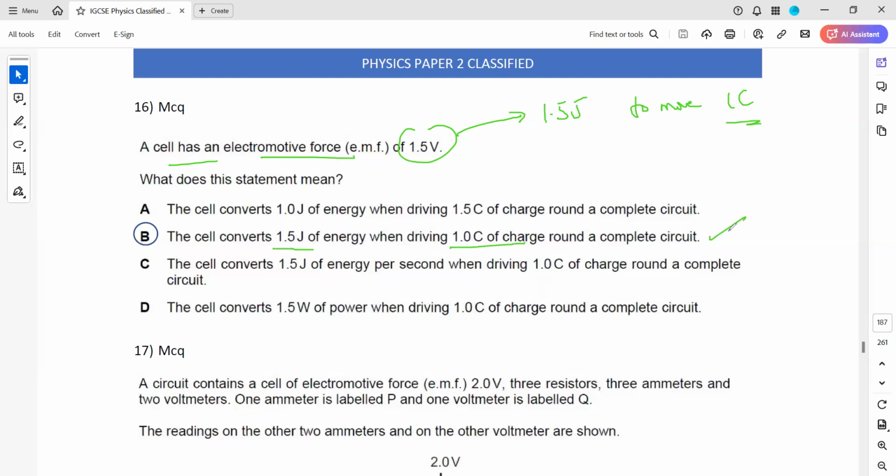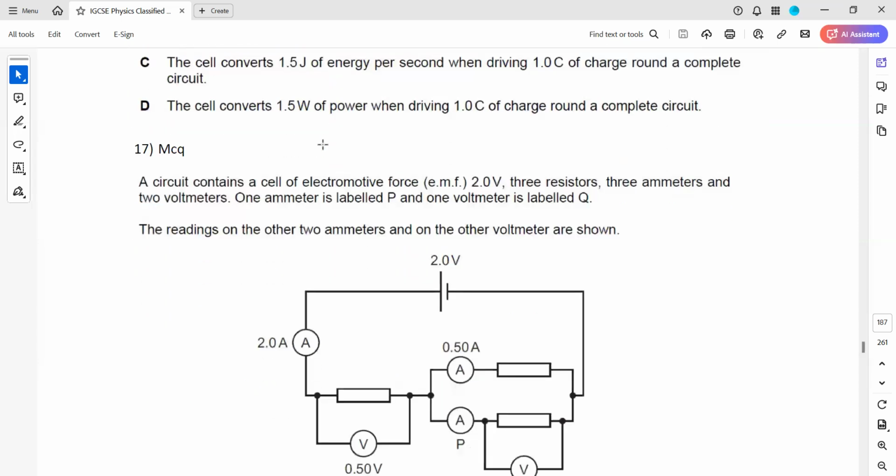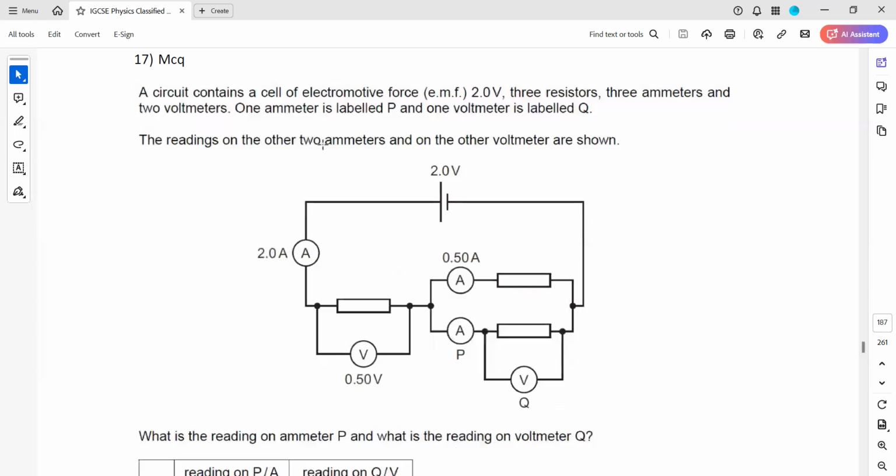around a complete circuit. So the definition of EMF is actually energy or work done on a unit charge, or one coulomb of a charge. Like how much energy we consume, or how much energy is supplied by the cell or a battery to move one coulomb of a charge around the complete circuit. You have to learn the definition of EMF.